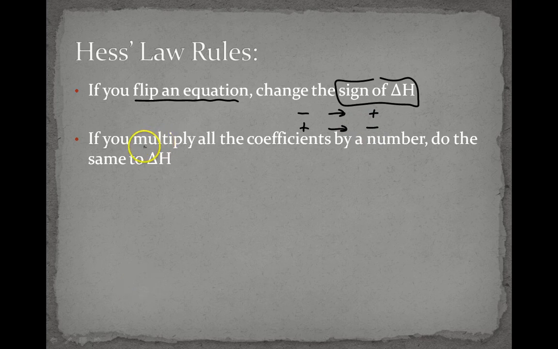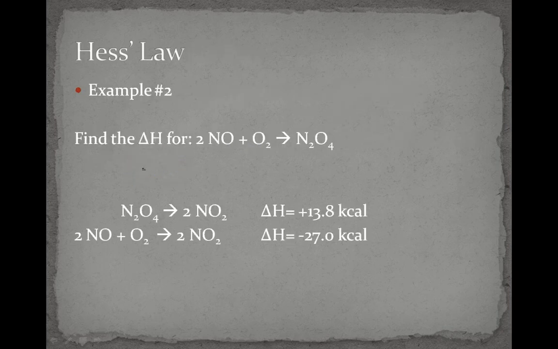Also, you can multiply a reaction. You can do it 3 times, 2 times, half of a time. And if you multiply a reaction, you have to change all the coefficients by that number. So if you double it, all the coefficients get doubled, and the delta H value gets doubled. That's logical. So let's try an example of that.